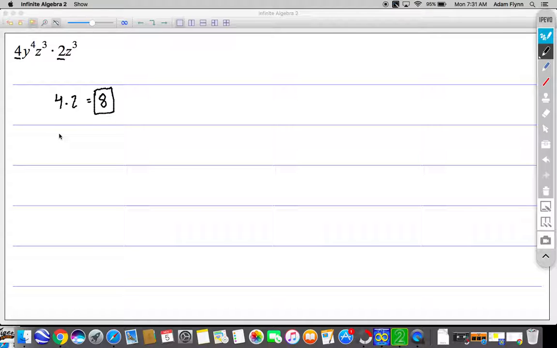When I take care of my z's, I've got z cubed on the left side and z cubed on the right side. So I can add those powers together. And 3 plus 3 is 6.